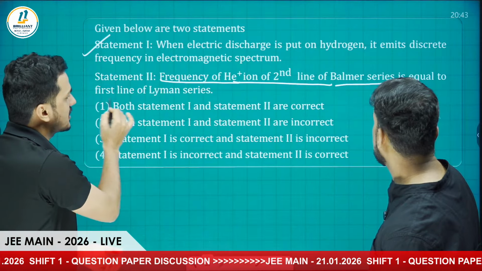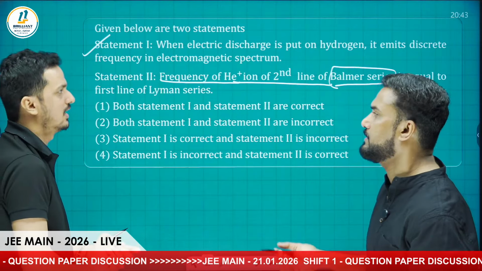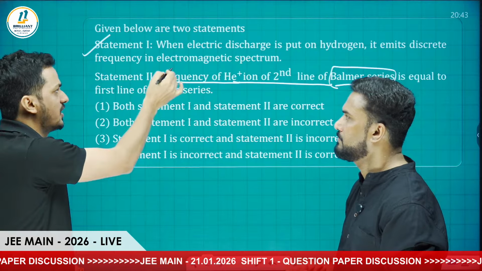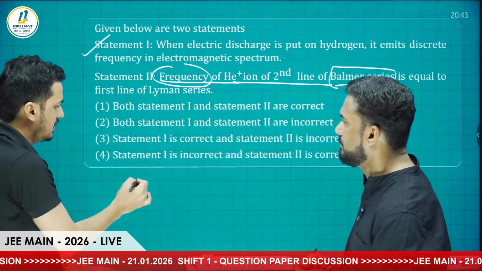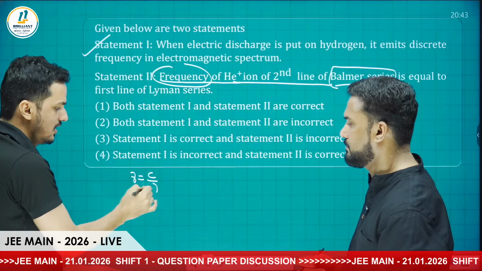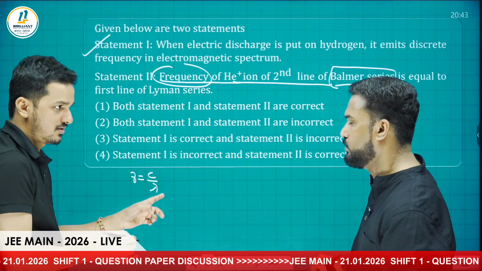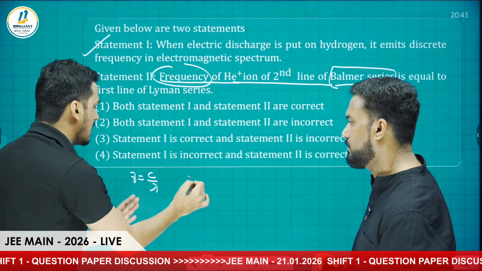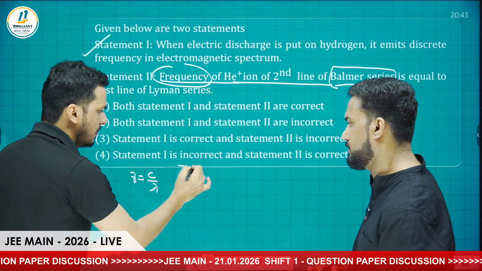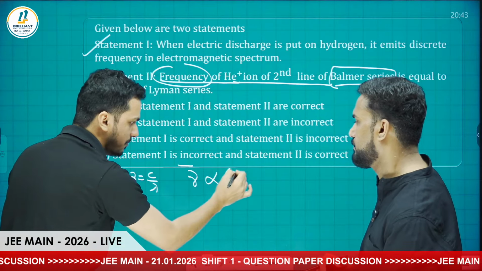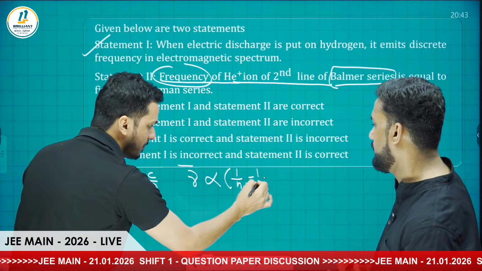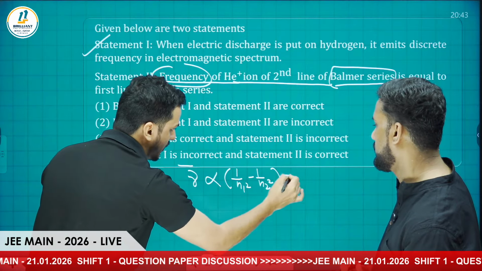For the second one, they have to compare: the frequency of the second line of the Balmer series of He plus ion is equal to the first line of the Lyman series. Frequency means nu equals c by lambda, and 1 by lambda is nu bar. So nu bar is proportional to nu, that is 1 by n1 squared minus 1 by n2 squared, into z squared.